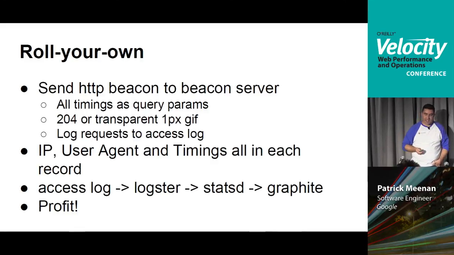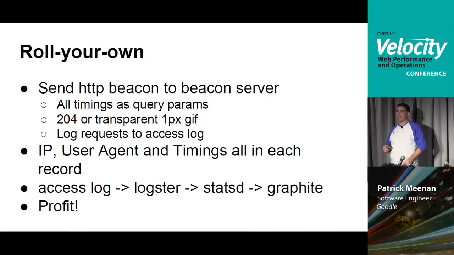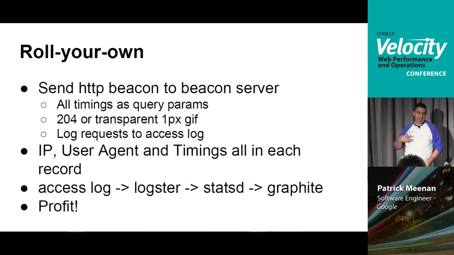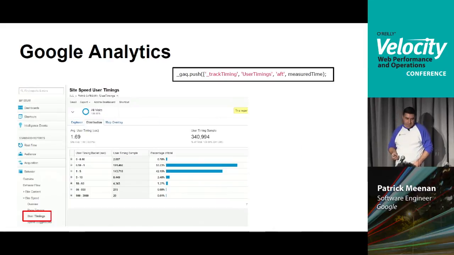Great thing about them when you send them back as a beacon, the user agent string and the IP address it came from, so you know geographically where the user was, and all of the performance metrics are all in one line of your access log. And you can feed it into the rest of your performance pipeline. So you go ahead and scrape your access logs, statsd, and all of a sudden, woohoo, profit. You've got your percentile distribution for your real user performance timing.